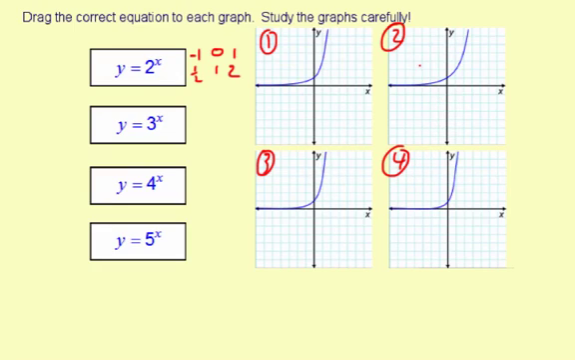So I'm going to have to go with graph number 2 here. So it looks like right here, (0, 1), (-1, 1/2).